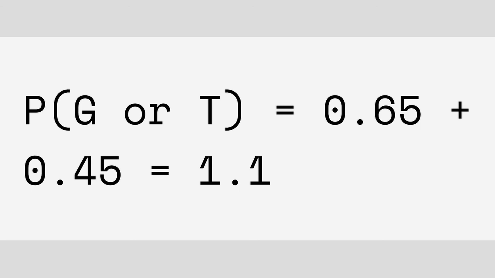But remember, it's not possible for a given event, or a complex, compound event, to be greater than 1. The chance of Michigan winning the game or winning the Big Ten cannot be greater than 1. It can't be greater than a 100% chance. Well, what's going on here?